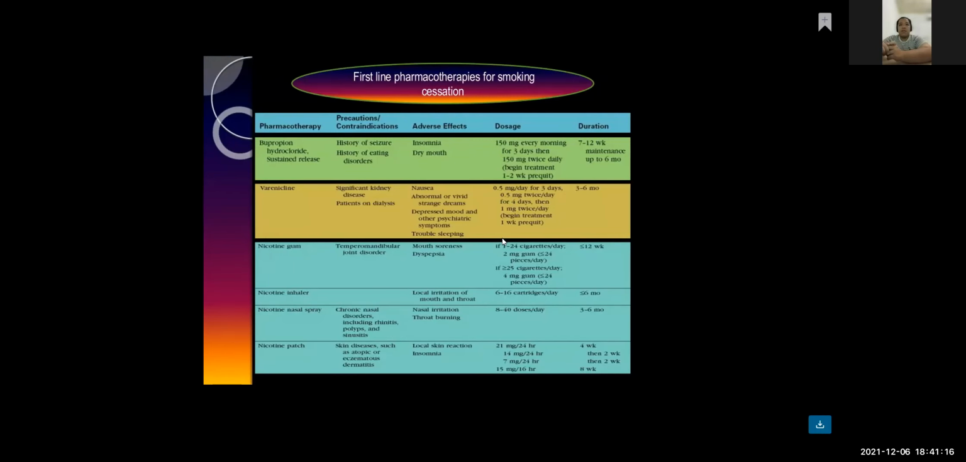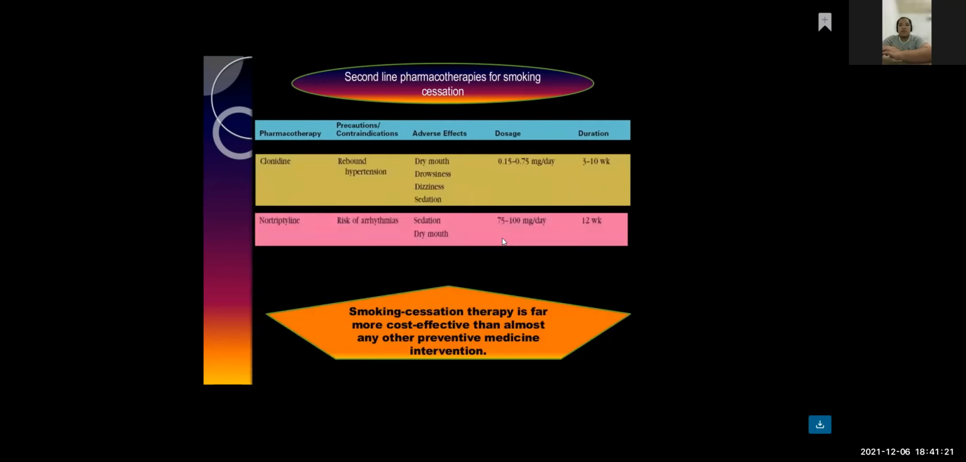Here are some pharmacotherapies for smoking cessation. Okay, I think that's it.